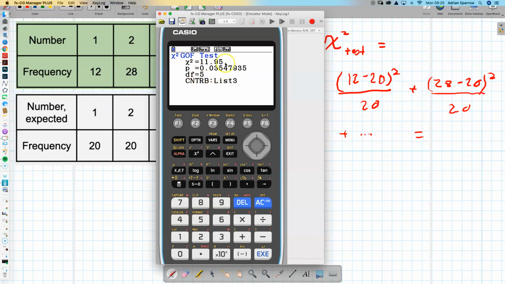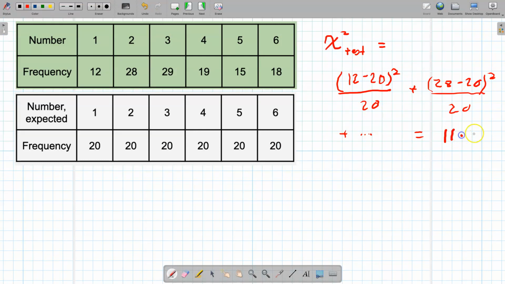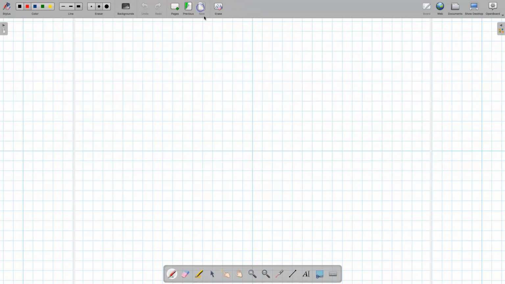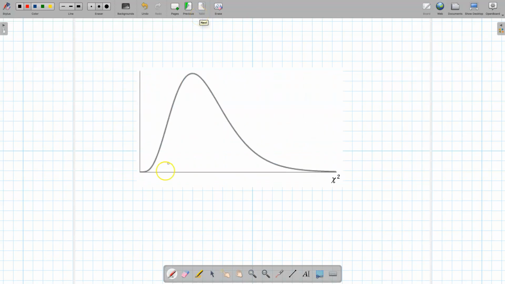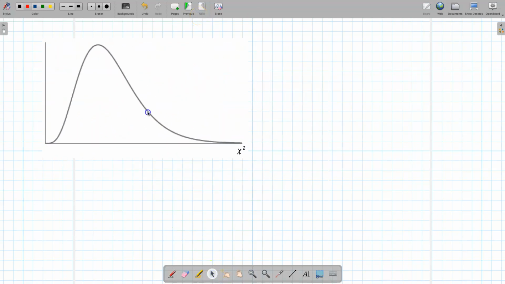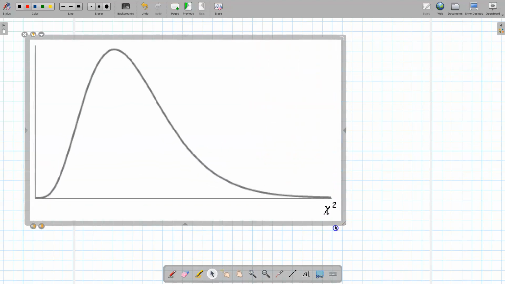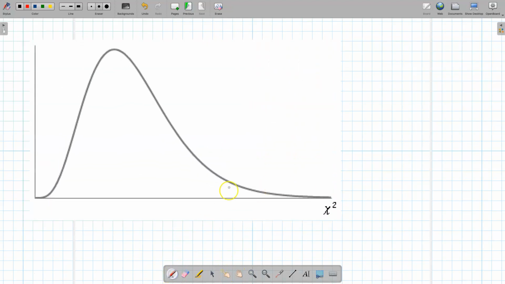So I'm just going to jot those down. My chi-squared is 11.95. And it also gave me a p-value, which was 0.035. Now, what does that mean? Well, as usual, we have to draw a diagram, or at least think about this diagram. It really helps. And I'm just going to think about the critical value. So this area in here is my 5%.